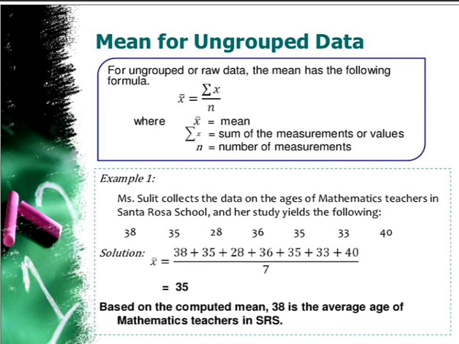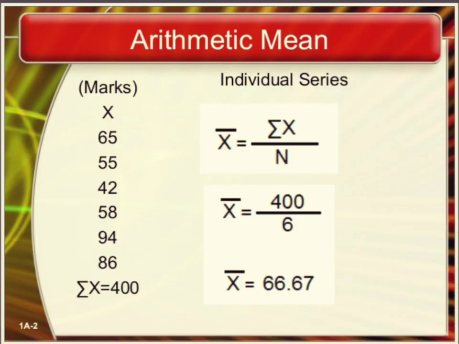And the first question is given to you: Miss Sulit collects the data on the ages of mathematics teachers. What we have to do, just add all the ages and divide by 7 because it occurs 7 times and you get the answer. Okay, this is your first series, individual series.